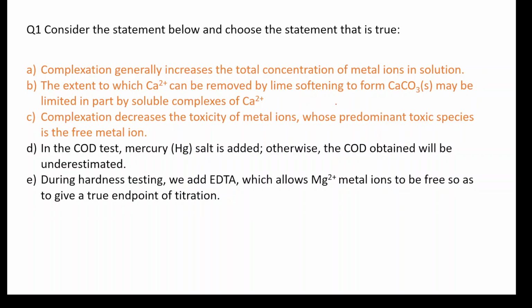We'll see the solution. So these three are correct. The complexation generally increases the total concentration of metals in solution. The extent to which calcium can be removed by lime softening to form calcium carbonate may be limited in part by soluble complexes of Ca2+. Complexation decreases the metal ions whose predominant toxic species is the free metal ion.